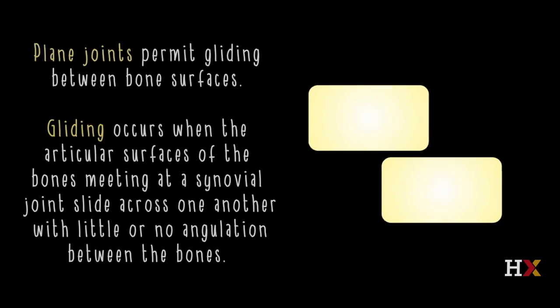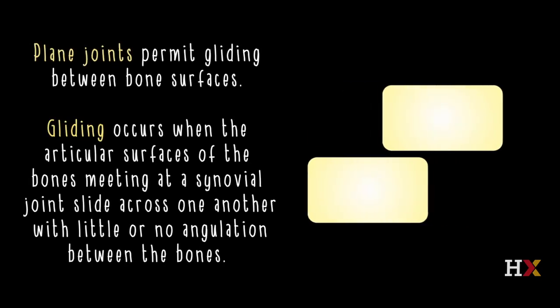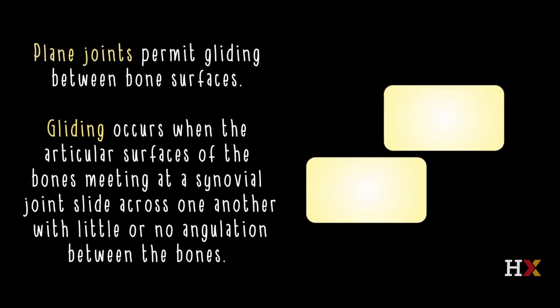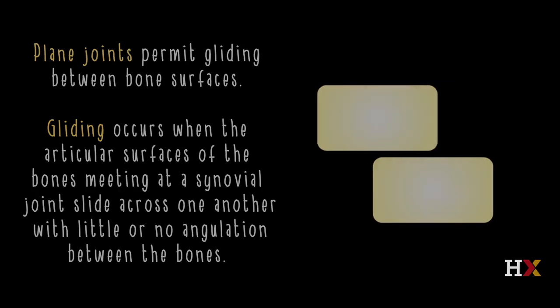Here's an example of a plane joint. So in this joint there are two relatively flat surfaces. Gliding occurs when the articular surfaces of the bones meeting at the joint slide across one another with little or no angulation. So this is an example of gliding in a plane joint. Here is a series of synovial joints.